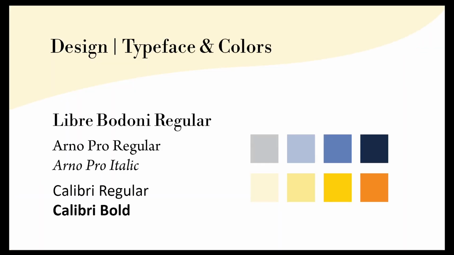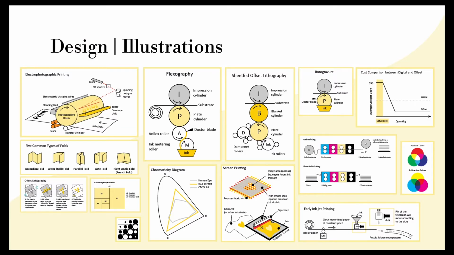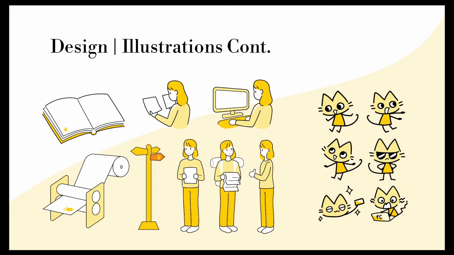The color palette for the book contents are warm colors to create a friendly tone to the technical subject we have in graphic communication. And for the book cover, I used the cool colors to contrast and set a professional tone. Libre Bodoni was used for heads, Calibri was used for subhead, and Arno Pro was used for the basic paragraph styles. Here are the illustrations that were created to visualize the technical concepts and the characters that show up throughout the book.